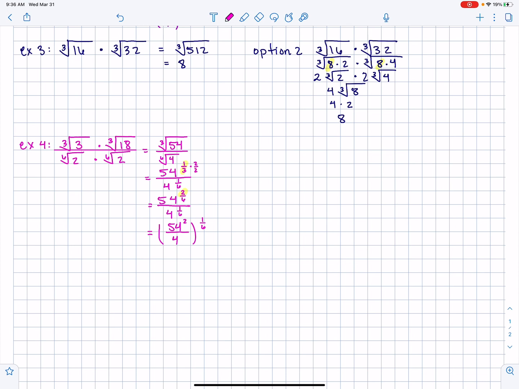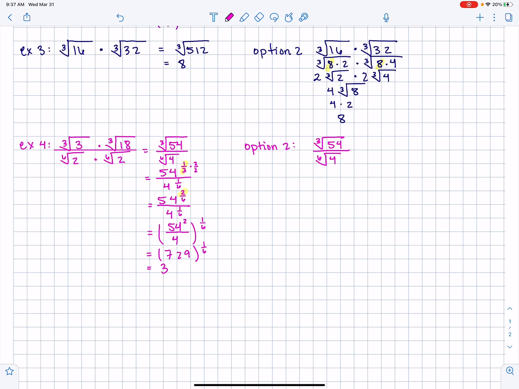Now I'm assuming you would use a calculator here: 54 squared divided by 4 gets you 729 to the power of 1/6. Using your calculator, you ask, what's the 6th root of 729? Well, that's 3. So that's kind of the calculator version. And again, I'm going to give you option 2, because there are a few different ways we can solve this. I'm going to start with the cube root of 54 over the 6th root of 4, because that's where we left off.